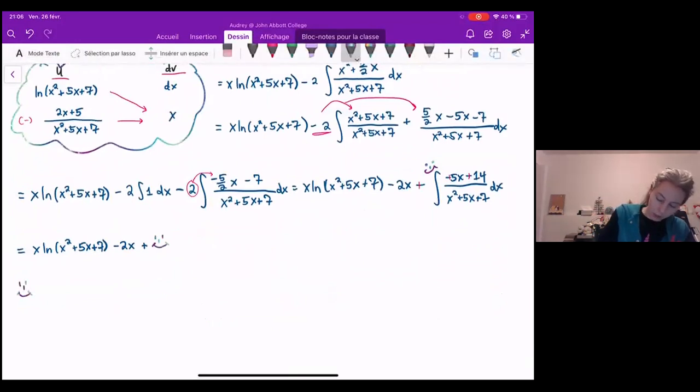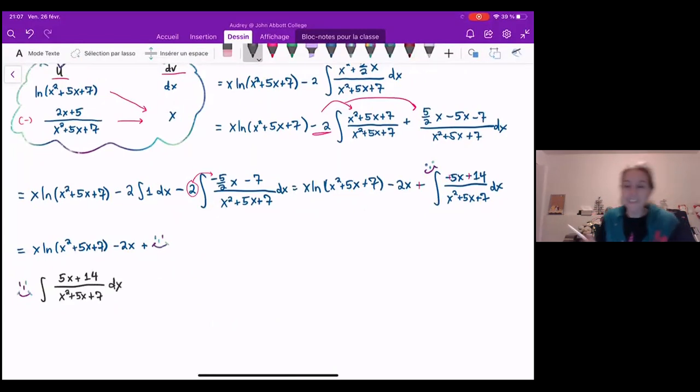is the integral of 5x plus 14 over x squared plus 5x plus 7. And this is my favorite kind of integral. You'll remember this is one of the forms that shows up at the end of partial fractions. So it's that one where we have a linear polynomial on top that is not the derivative of the bottom, and the denominator has a quadratic polynomial that is irreducible. So this is the case where we're going to want to force our substitution.